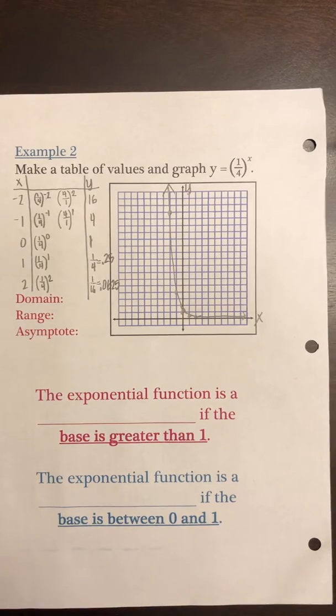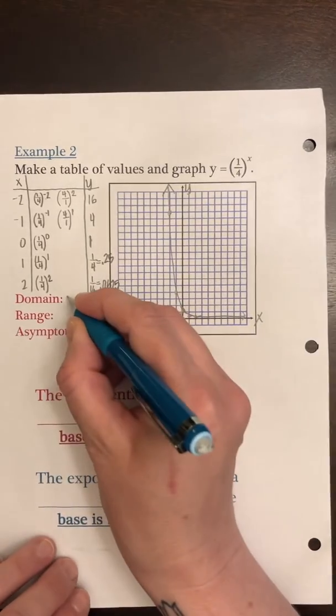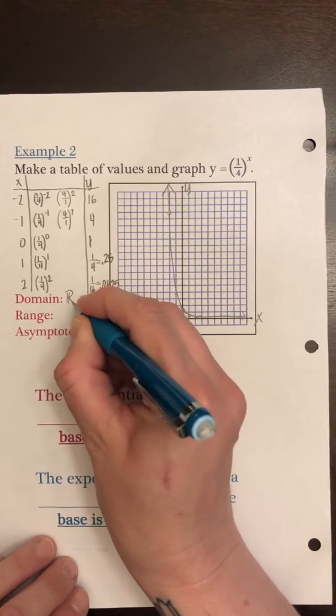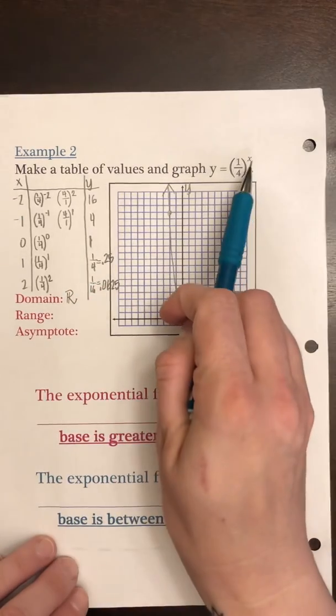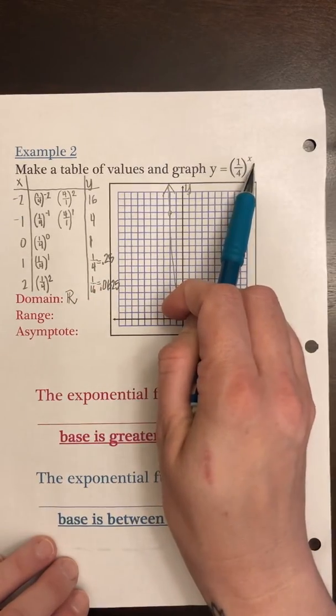So let's talk domain and range. Did we have any restrictions on our x values? Nope, because we could plug in negative numbers, we could plug in positive numbers, we could plug in 0. So our domain is all real numbers because we could plug in anything that we wanted for x.